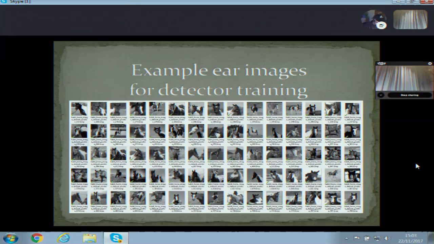I've also released these 904 images as a data set, providing myself and others with a benchmark for future ear detection. This has a DOI and is freely available. You can see the reference in my extended abstract.